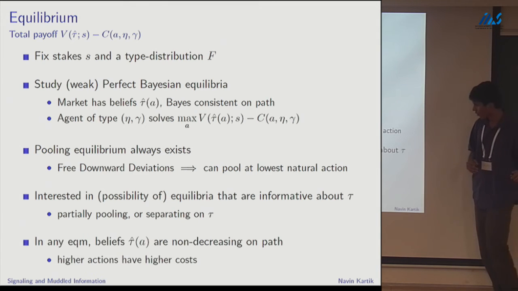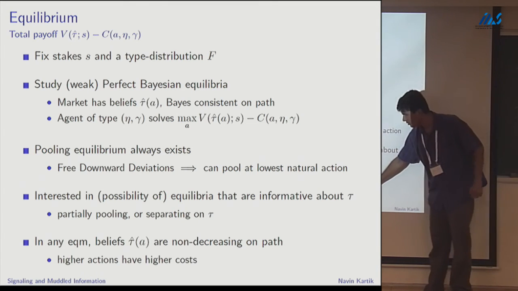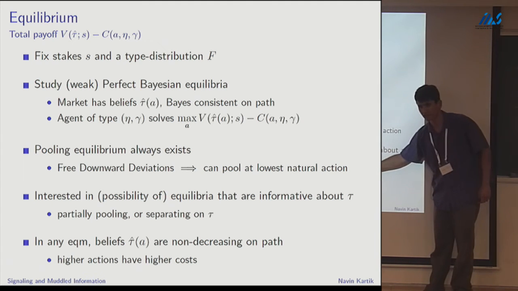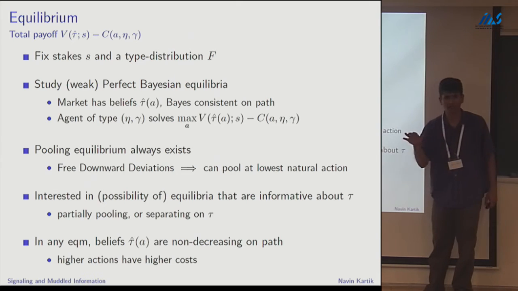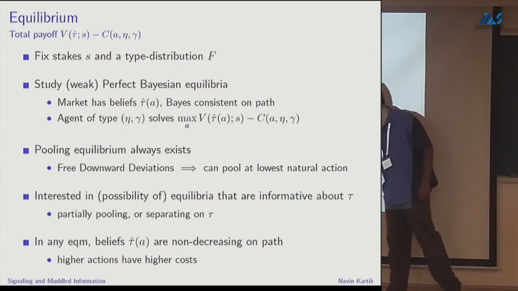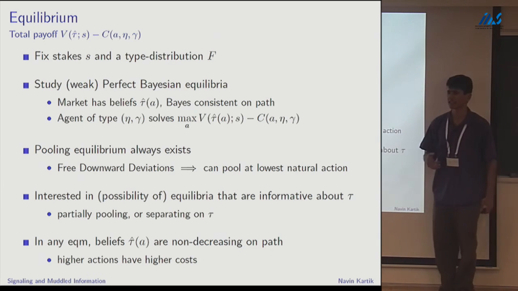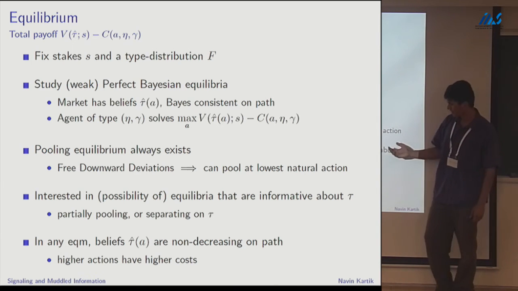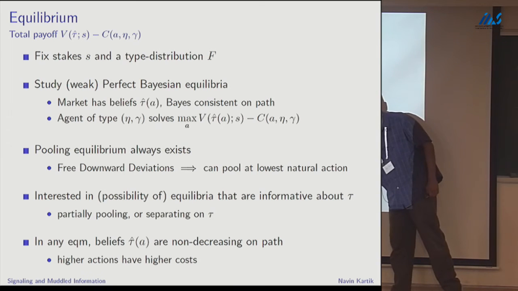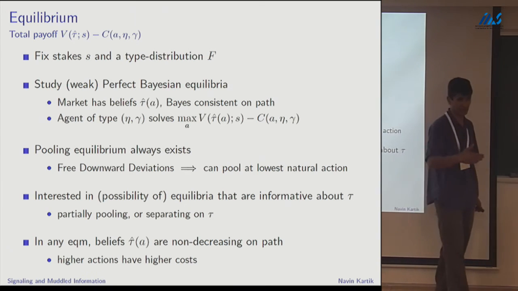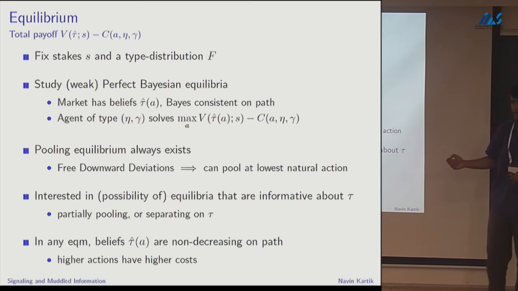Another useful observation is that in any equilibrium, the market belief function tau hat has to be non-decreasing along the path at least. So on the path of play, whenever a higher action is observed, the market belief has to be weakly higher. Why is that? Well, it's simply because higher actions have higher costs and agents want to generate higher beliefs. So it can't possibly be the case that you have two on-path actions where the higher one is generating a strictly lower belief, because then nobody would actually take the higher action.